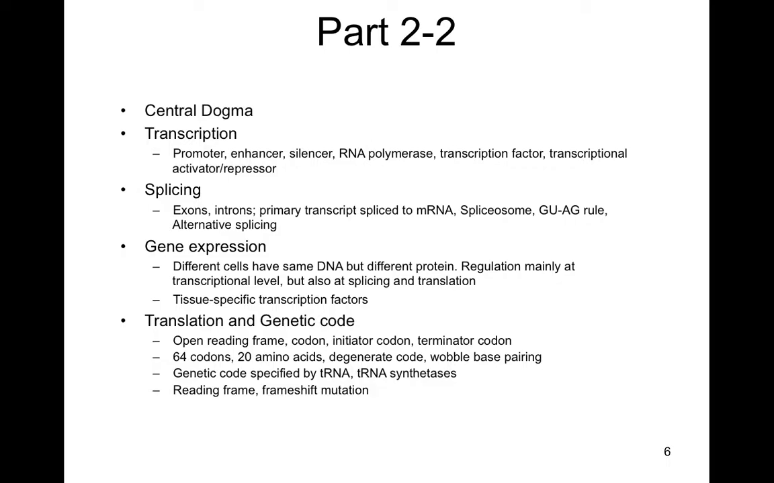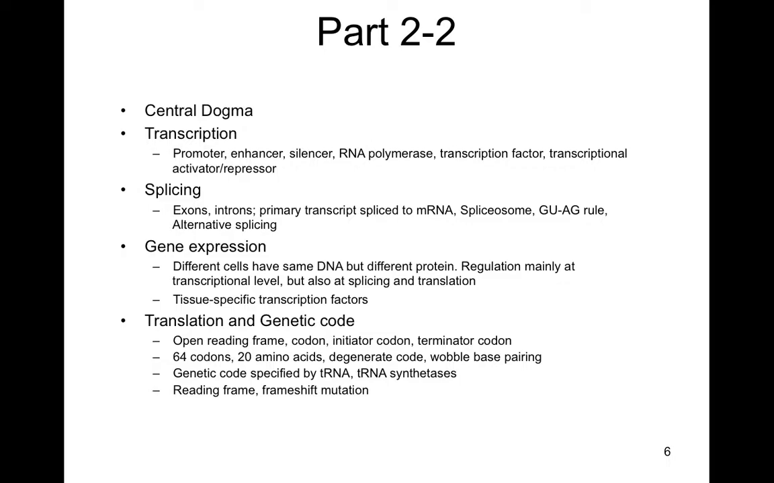So for translation, the mRNA has an open reading frame, and the sequence on the mRNA is read 3 nucleotides at a time, which is the codon. And it starts at an initiator codon, which is the AUG, which encodes for methionine, and translates 1 codon at a time to the terminator codon where it stops. And that, from the initiator codon to the terminator codon, is the open reading frame.